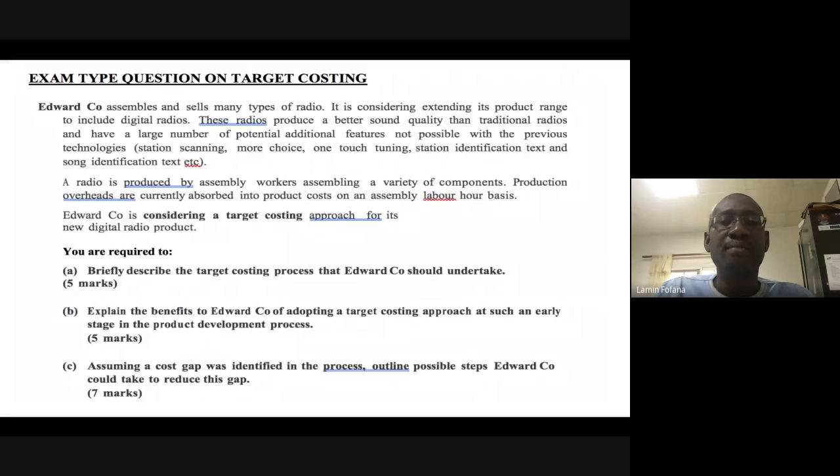If you're going to determine your target selling price, that's the selling price you are going to use to sell your products after they have been completely produced. Okay. So what method do you undergo to determine your selling price?